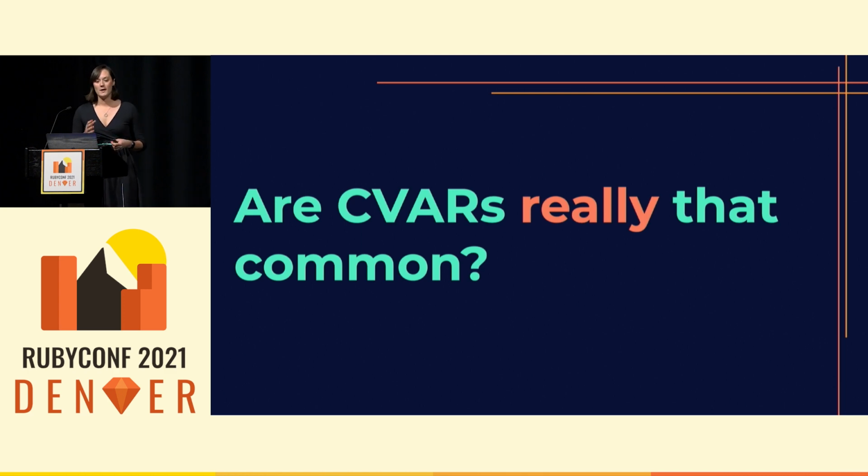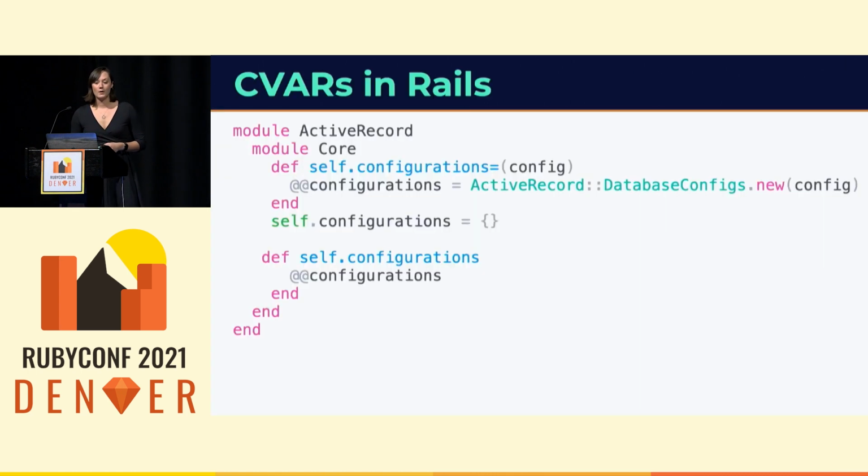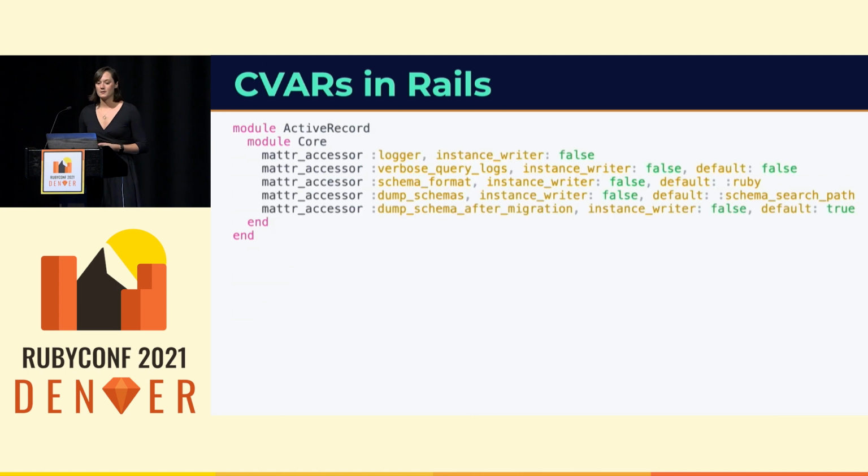So while you may not use class variables often in your code because you're told not to, you might be surprised to find out that Rails uses class variables extensively for application configuration. One of the most well-known class variables is probably Active Record's base configurations. This class variable stores all of your database configurations for your Rails application. In addition, anytime you see mattr_accessor in Rails, it's actually a feature of Rails that creates a class variable. It's a DSL, you can't really see it, but if you go deep in the code, you can see the class variables.